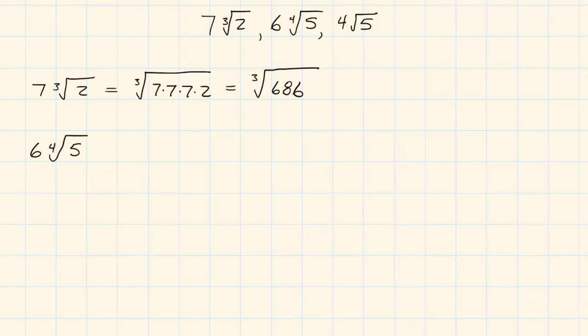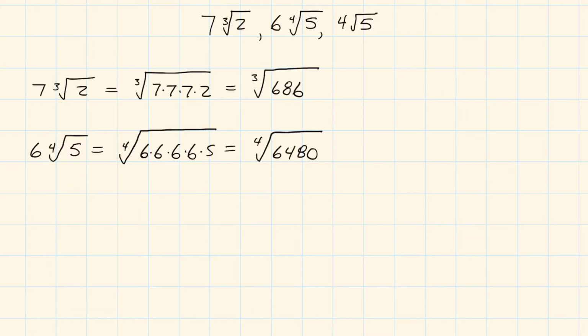686. 6 times the fourth root of 5, well, this is the fourth root of 6 times 6 times 6 times 6 times 5, which is going to be really big, 6,480. And 4 times the square root of 5, well, that's just 4 times 4, which is 16, times 5. This is just the square root of 80. And now we're trying to rank these, basically.